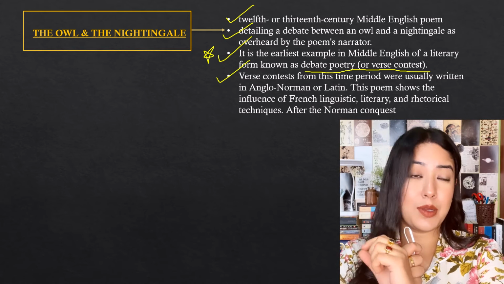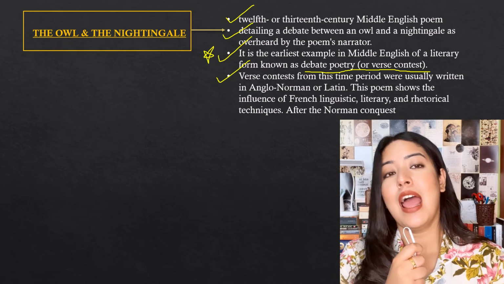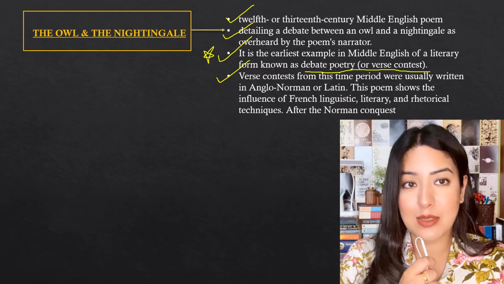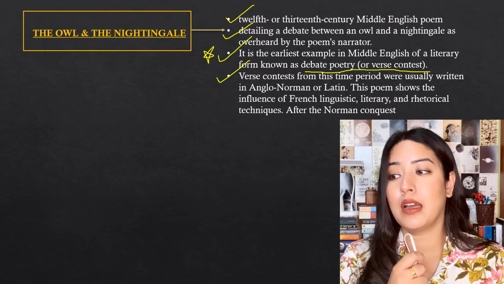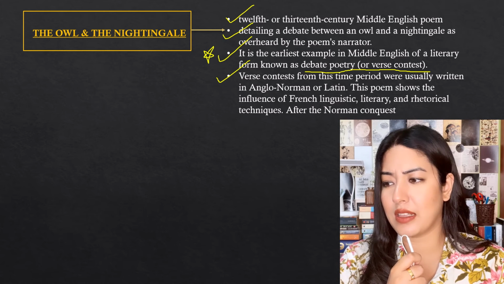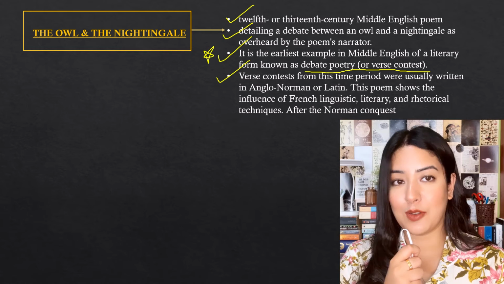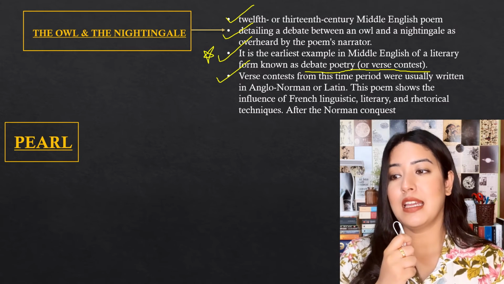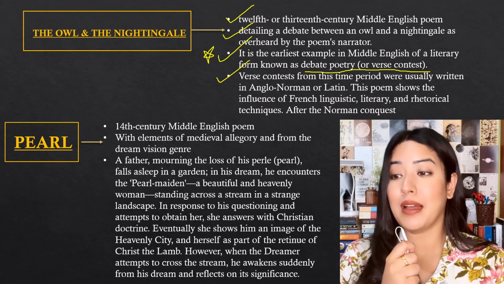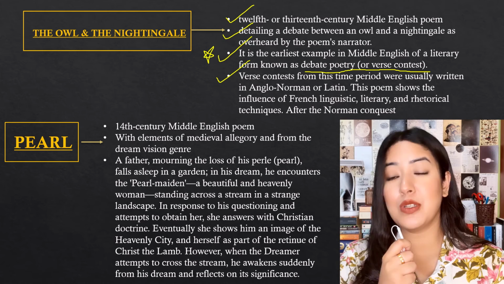You'll understand this because I've detailed out everything from the Norman age and literary characteristics now. And lastly, we come to the last important work from this age. Of course, there are others that have been written, but these are the five important works that we have to concern ourselves with from the Anglo-Norman age, the last of which is Pearl. So Pearl is also a work. It is a 14th century Middle English poem again, with elements of medieval allegory and from the dream vision genre.